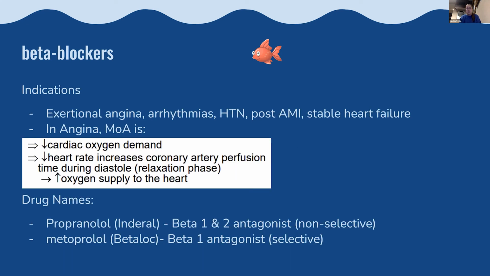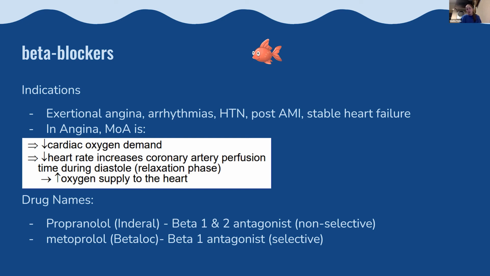So indications of this one would be angina, which is actually made worse through exertion. You'd also have arrhythmias, hypertension, people who are post-AMI as well, because you don't want to be working the heart too hard, and stable heart failure. So pretty much things that you're able to control, and you wouldn't use it for unstable angina. So in angina, the method of action is that it decreases the cardiac oxygen demand through what I discussed before. The lower heart rate increases coronary artery perfusion time during diastole. So this is like the relaxation phase, and it also increases oxygen supply to the heart.